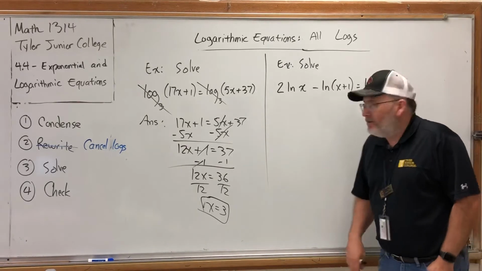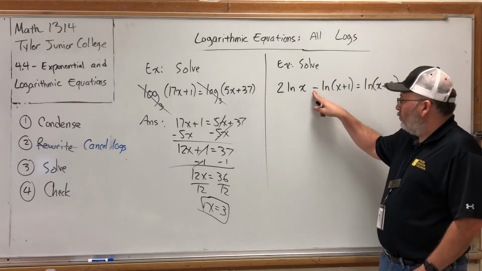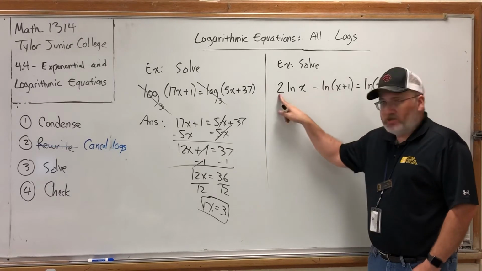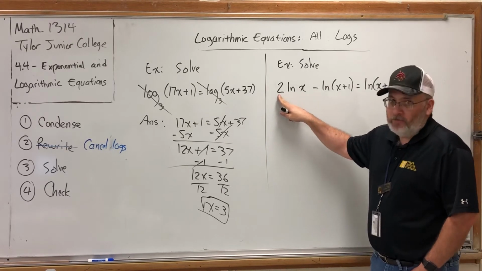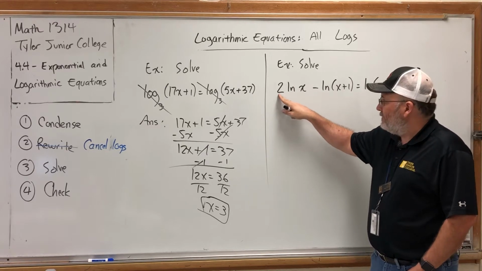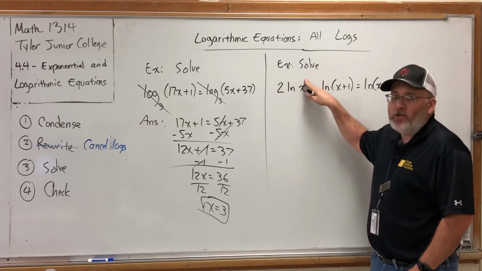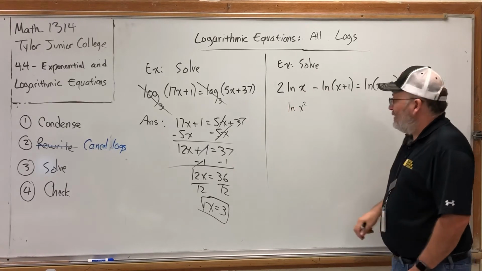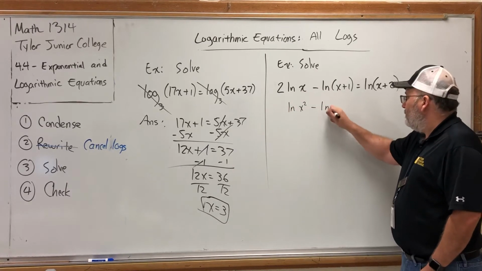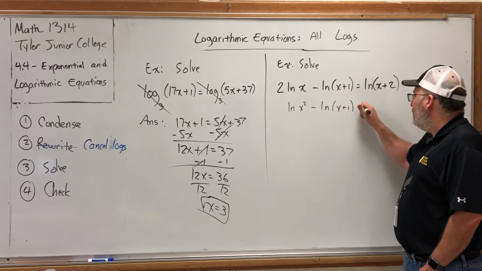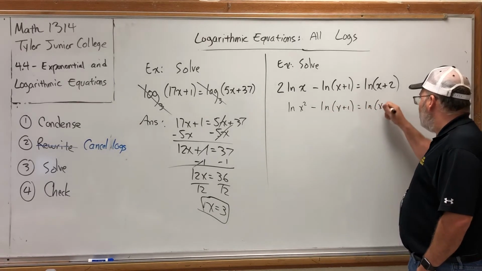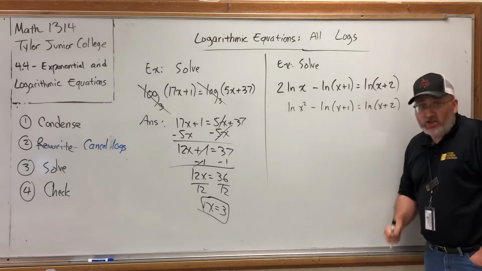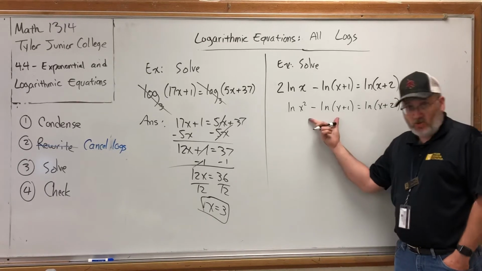We've practiced that. I'm going to use the quotient rule because of the minus, but not yet because of the coefficient. Bring in the power rule. Power rule says if there's a coefficient, move it in as a power on the argument. I can rewrite the first log as a natural log of x squared minus a natural log of x plus 1 equals a natural log of x plus 2. But I'm not done condensing because I still have two logs on the left.